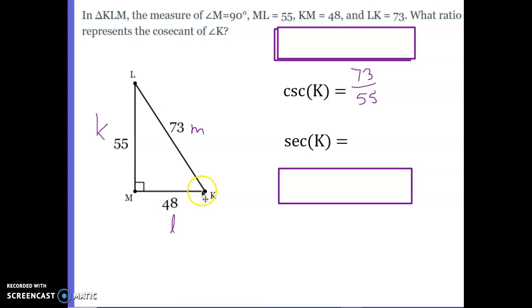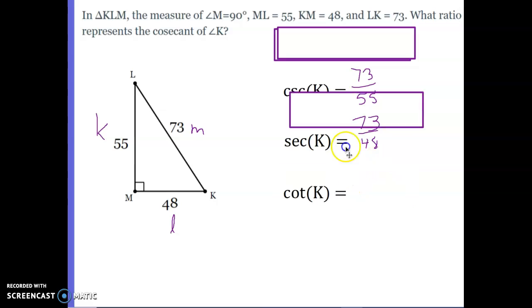So here's my angle K. Hypotenuse is here. Hypotenuse is 73. And then adjacent, you guys remember adjacent means next to but not the hypotenuse. So from angle K, adjacent is here. Adjacent is 48. And then again, that one does not simplify.